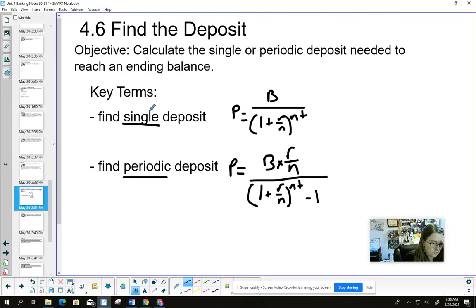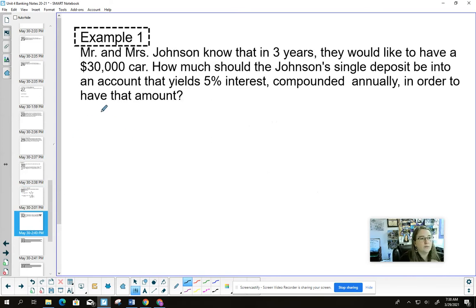So let's go ahead and jump right in. Because we're working with two formulas here, we're going to have to read very carefully and determine if it's a single or a periodic deposit to know which formula to use. So let's look at example 1. Mr. and Mrs. Johnson know that in 3 years they would like to have a $30,000 car. So we can see they have a goal in mind. They have an ending balance in mind. How much should the Johnson single deposit be?